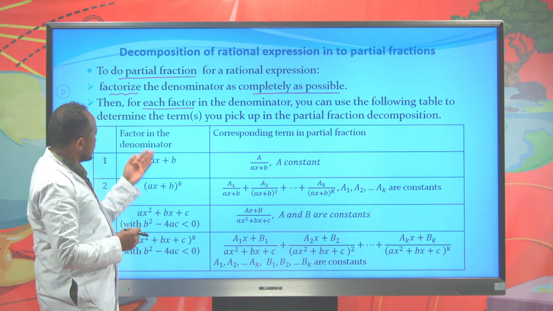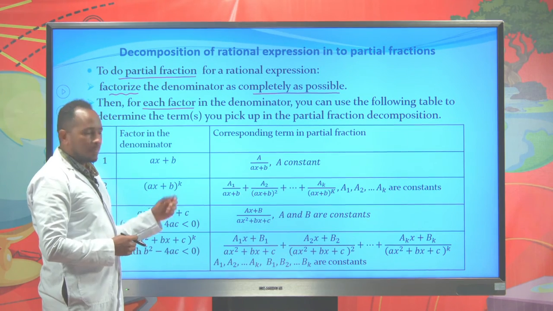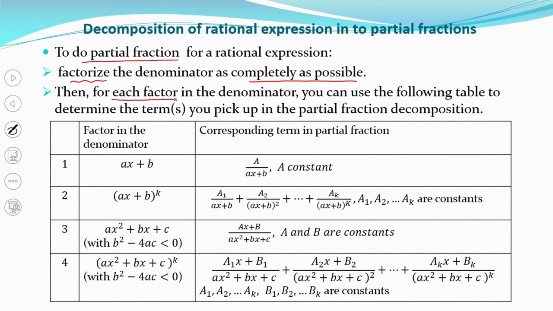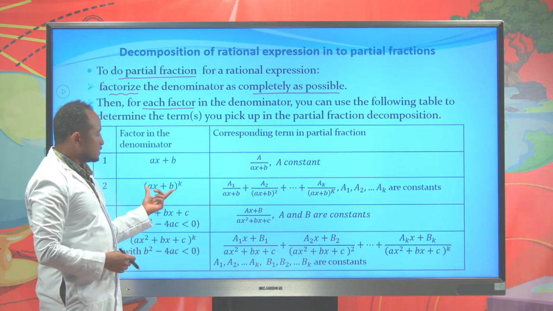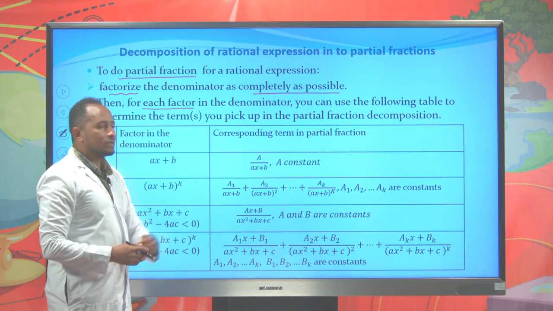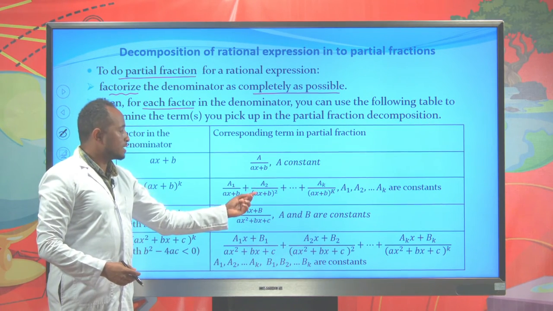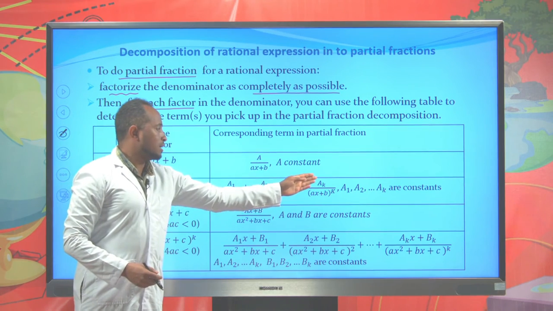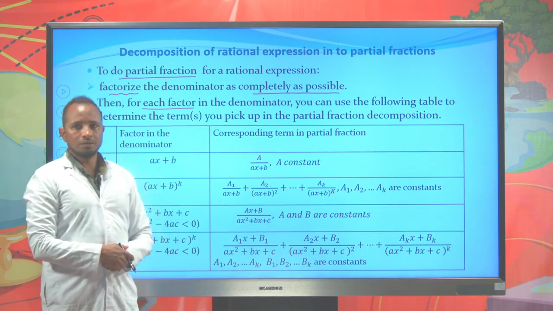For example, if a factor in the denominator has the form ax plus b, then the partial decomposition part will have this form. The denominator part is ax plus b, and the numerator, since this one is linear, you take a constant A. The other form is ax plus b to the power of k. If you have a factor in the denominator like this, the corresponding terms in the partial fraction will be A1 over ax plus b plus A2 over ax plus b squared, and you proceed up to the power of k, plus Ak over ax plus b to the power of k, where A1, A2 up to Ak are constant numbers.